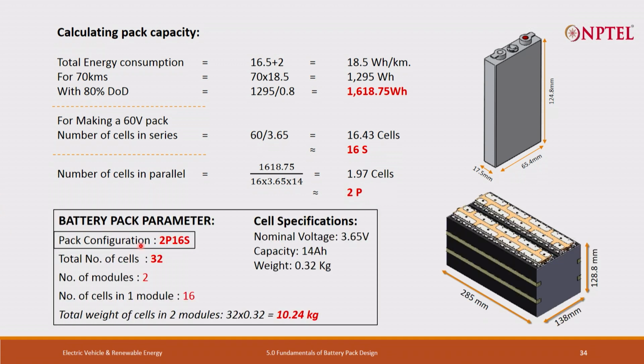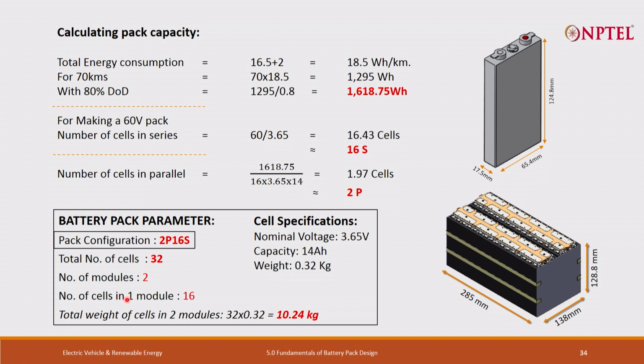So, what is the battery pack parameter? 2p16s, correct. So, total number of cells we require to make this pack is 32. We have decided to go with 2 modules, that means 2p8s, 2p8s, and then we'll connect them in series. So, the number of cells in one module, how much does it become? 16.